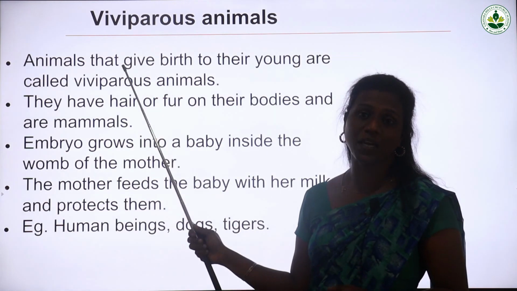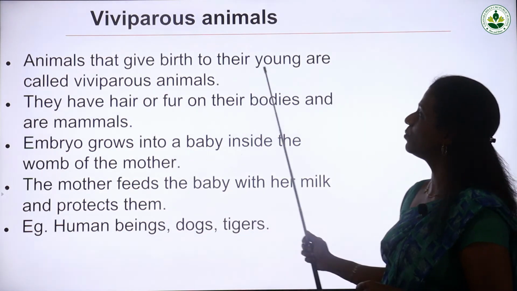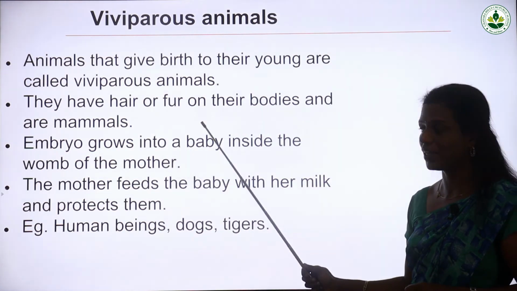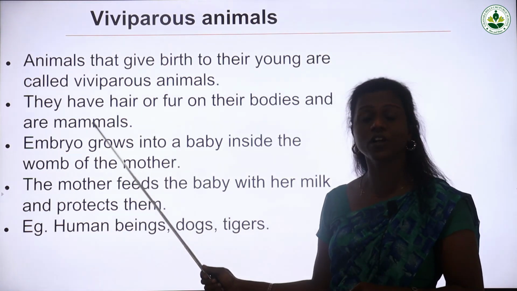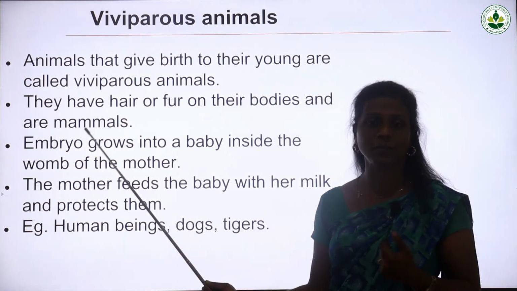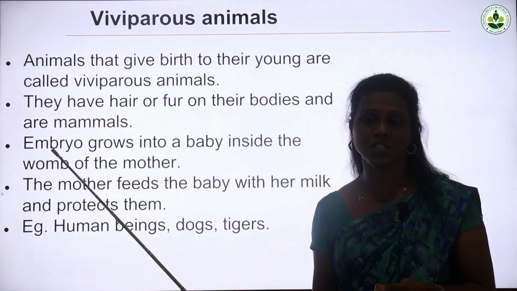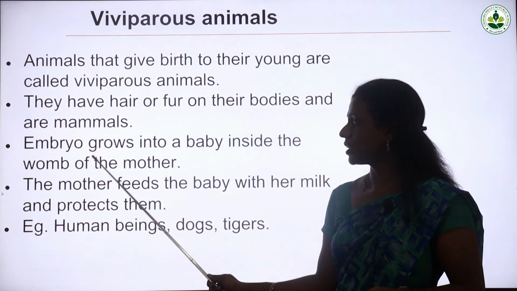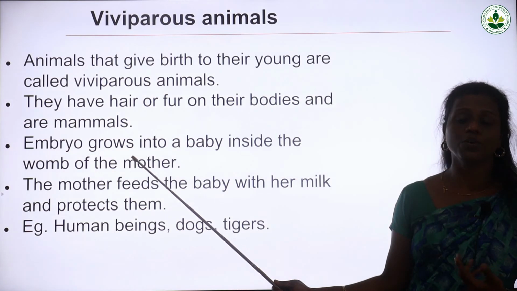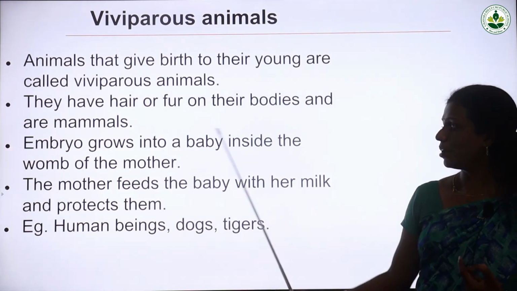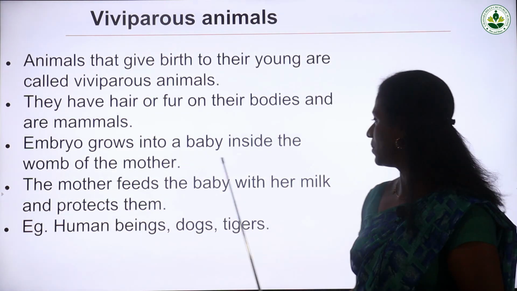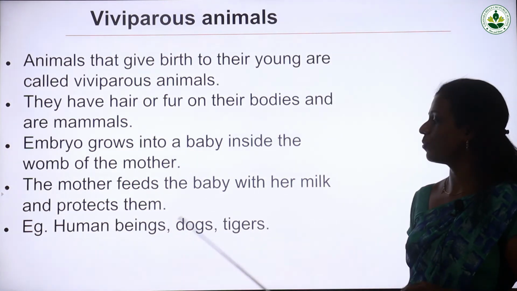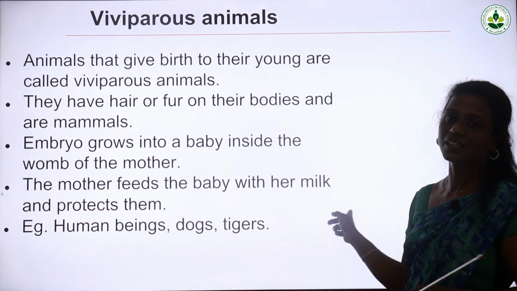Then next is viviparous animals. Animals that give birth to their young ones are called viviparous animals. Their specialties are they have hair or fur on their bodies, and they are mammals. Mammals means they will give milk to their babies. And next, the process: the embryo grows into a baby inside the mother's womb, and the mother feeds the baby with her milk and protects them. Example: human beings, dogs and tigers.